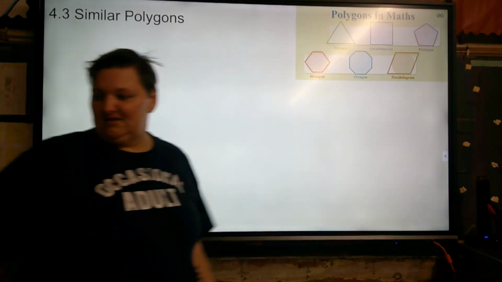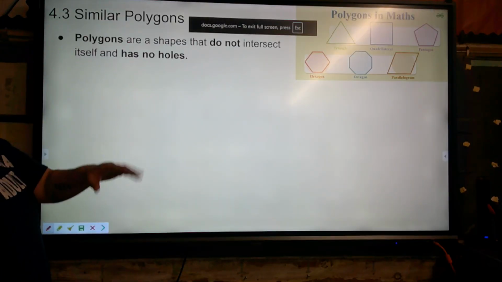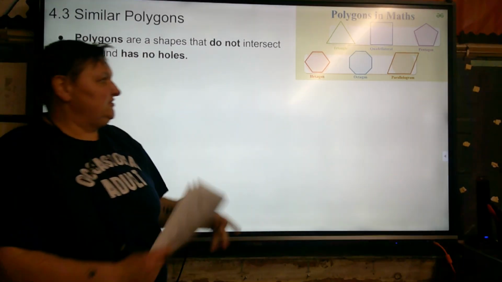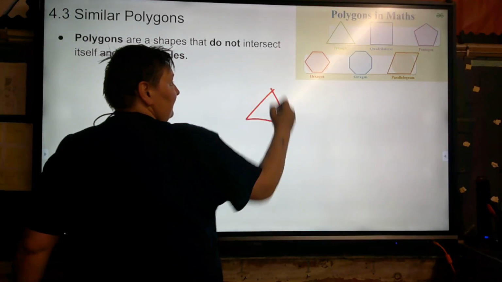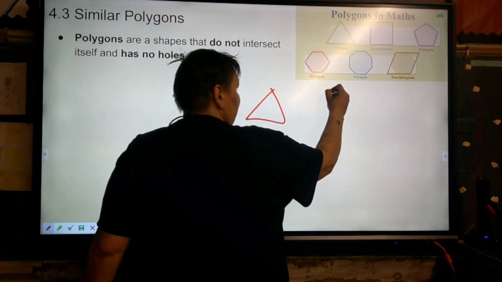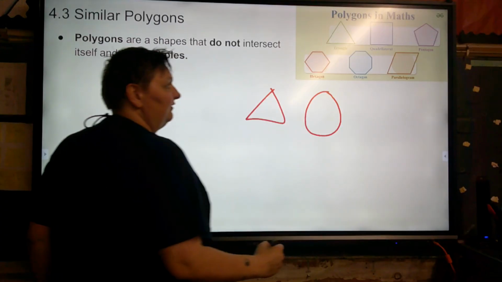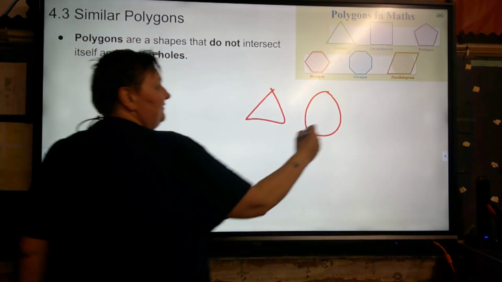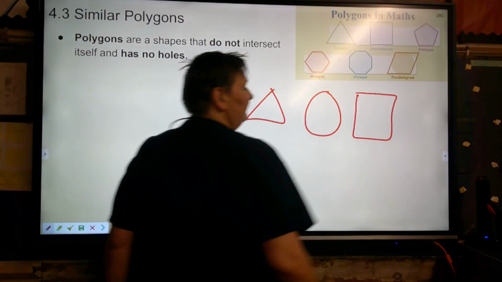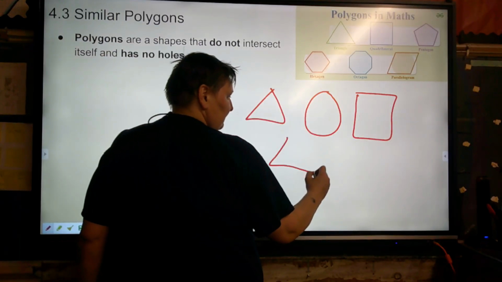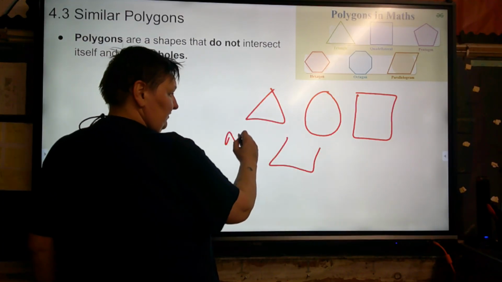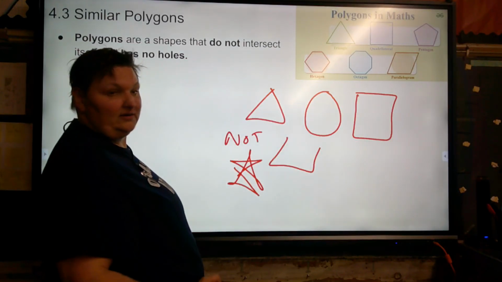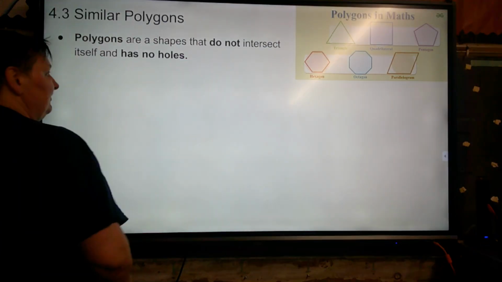What are polygons? Just as a reminder, polygons are shapes that do not intersect and they have no holes. So polygon. That's not a polygon. If you can tell me why that's not a polygon, I'll give you bonus points. Polygon. Not a polygon. Not a polygon. Got it? All right.